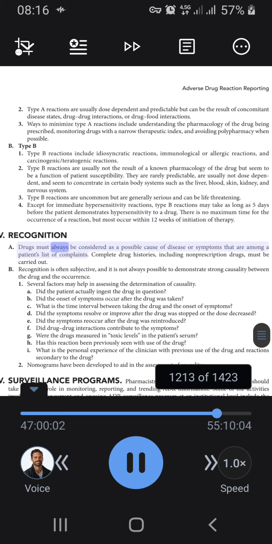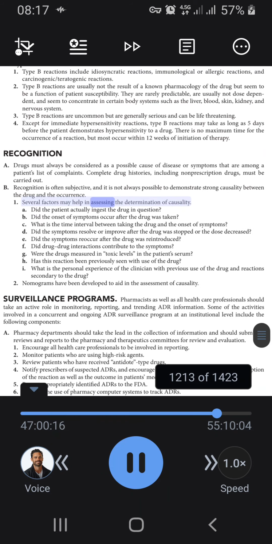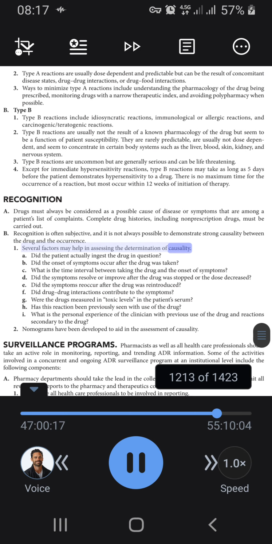Fourth. Recognition. A. Drugs must always be considered as a possible cause of disease or symptoms that are among a patient's list of complaints. Complete drug histories, including non-prescription drugs, must be carried out. B. Recognition is often subjective, and it is not always possible to demonstrate strong causality between the drug and the occurrence. 1. Several factors may help in assessing the determination of causality.